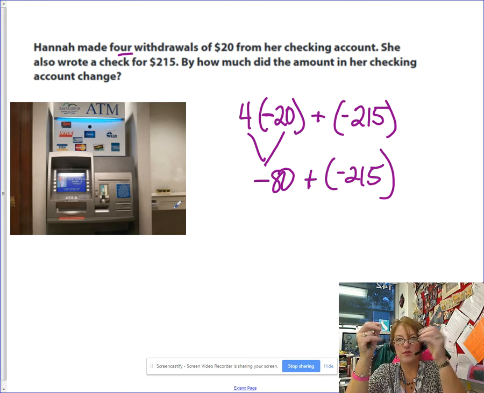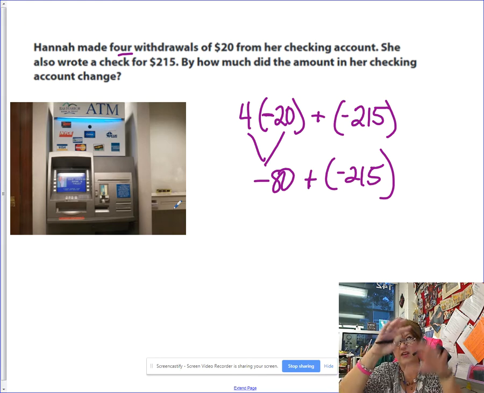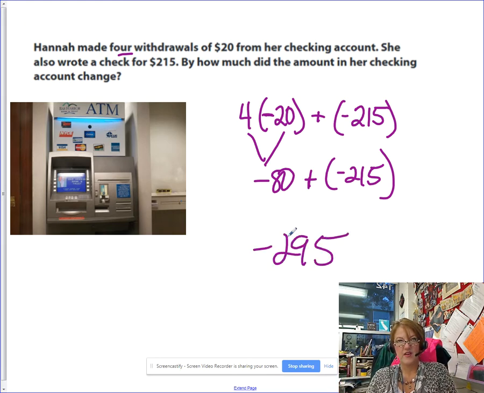If you like counter way, you have negative counters. You have 80 total red counters, and now you're going to add another 215 negative counters. There you go. Now, label. So this is the number value.